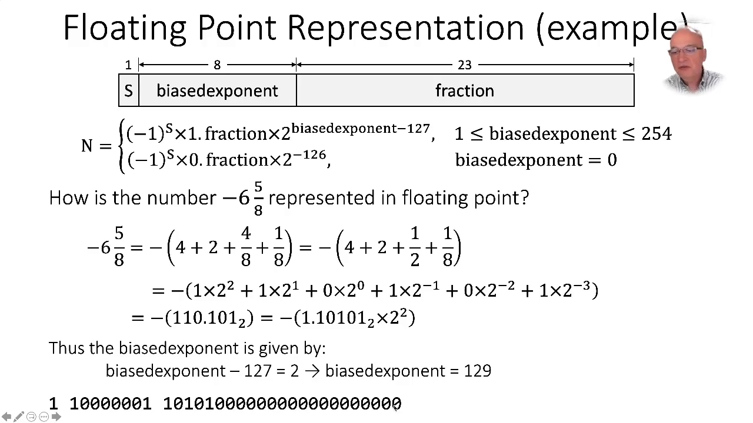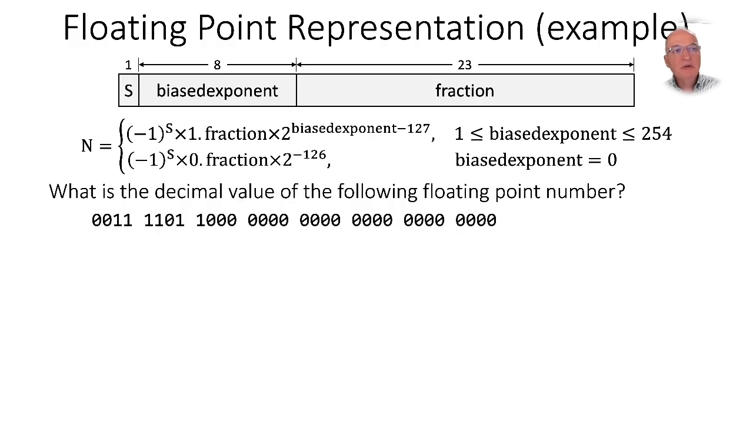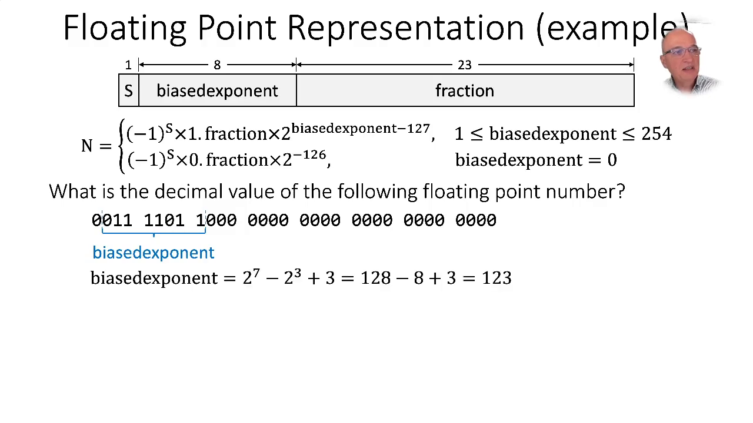So this is how, given a decimal number, I can compute the binary representation for the number. Now, what is the decimal value of the following floating point number? Here I give you the binary representation for a floating point number, and I need to find its value. The first thing I need to do is break the 32 bits into the corresponding fields for the number. I start by stating that this is the bias exponent. So the bias exponent is 2 to the 7 minus 2 to the 3 plus 3. How did I get that?